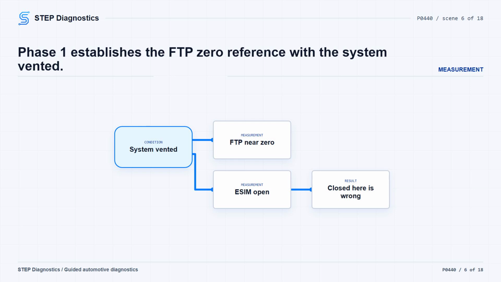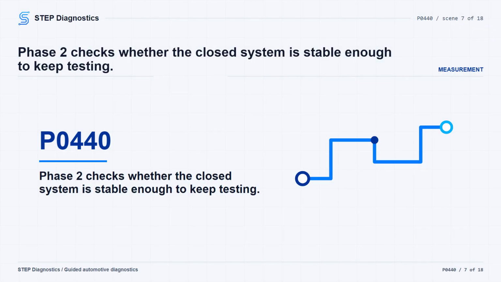If the ESIM switch reads closed here, think about a signal circuit shorted to ground, or an ESIM switch stuck closed. Or, if you use the purge solenoid to vent it and FTP did not change, a purge solenoid that did not open. Phase 2 is a non-intrusive check. With the ignition on and the engine not running, let the closed system sit and monitor it for 2-3 minutes. The FTP reading should start to slowly move either positive or negative. Do not stop just because it looks normal at this point.